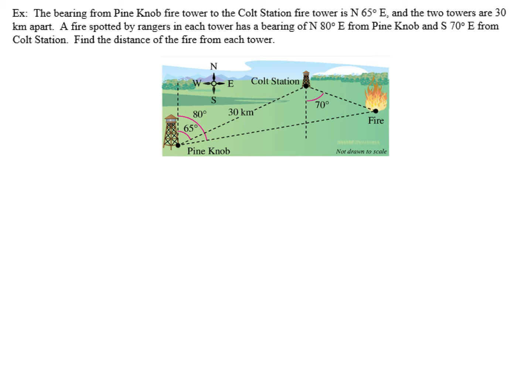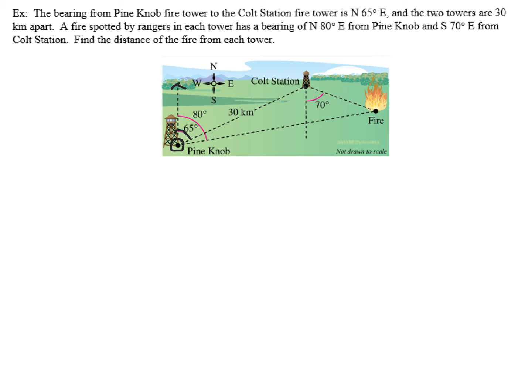The bearing from the Pine Knob Tower to the Colt Station, right? Looks like two forest fire spotting towers, is north 65 east. So this whole problem is starting from right here. Right, we're facing north, and you can see the angle right here. We go 65 degrees to the east to get to the Colt Station. Okay, and that distance is 30 kilometers.